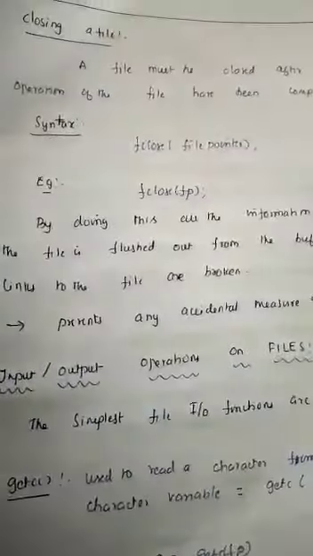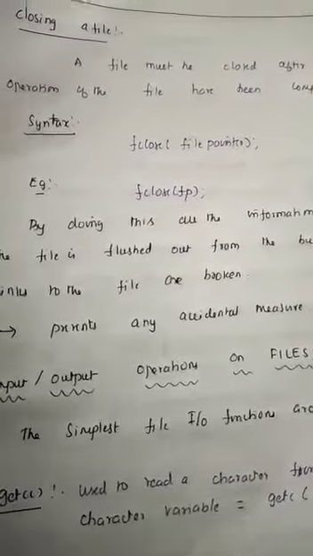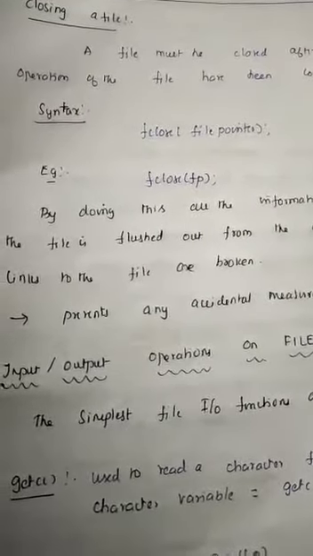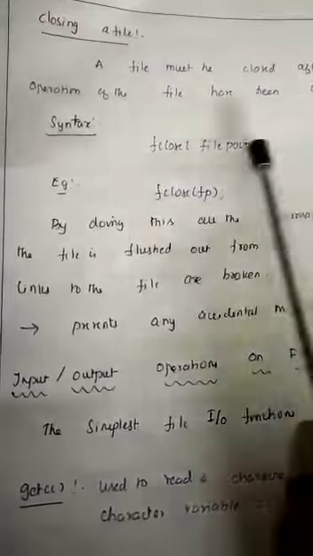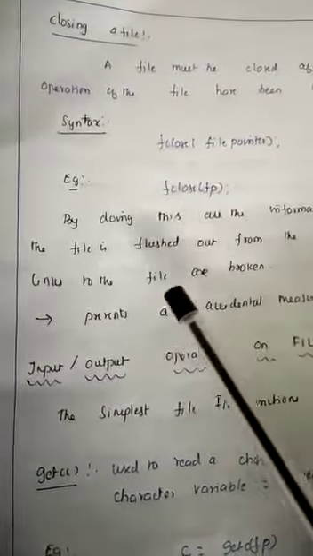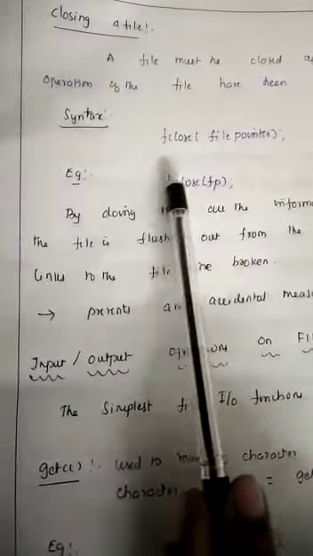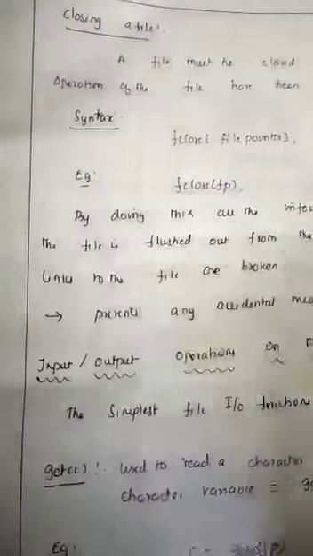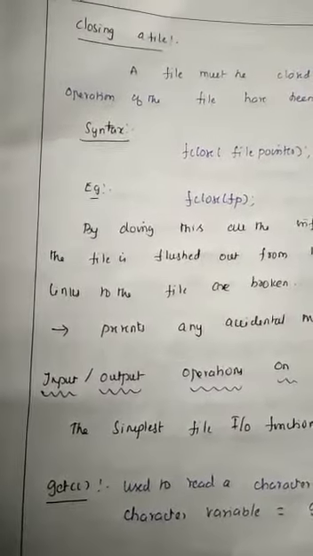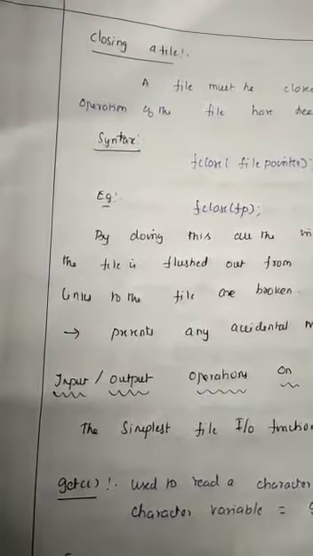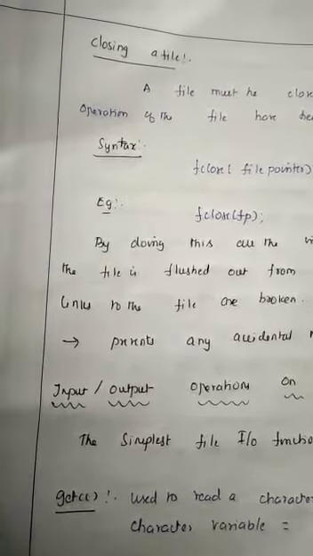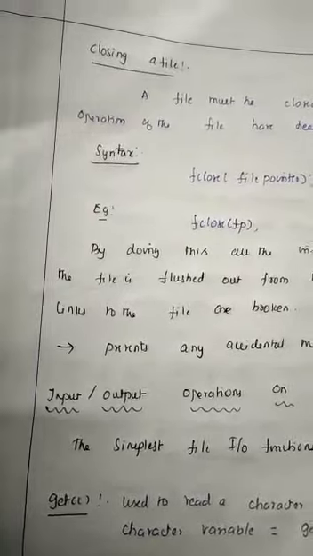Another function is closing a file. A file must be closed after operations on the file have been completed. fclose(file pointer). The file pointer in this example we have created is fp, so we are closing with fclose(fp). By doing this, all the information associated with the file is flushed out from the buffer, and all the links to the file are broken.